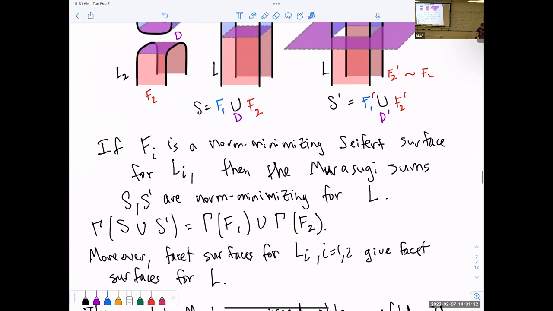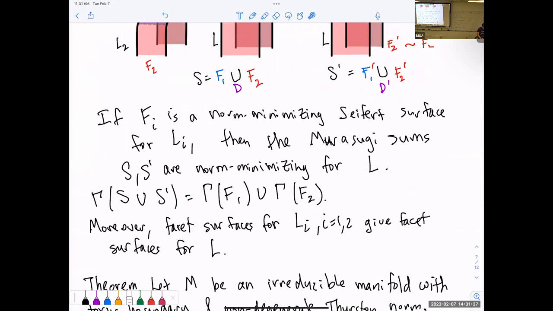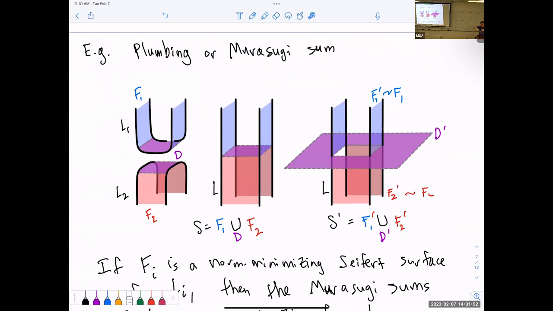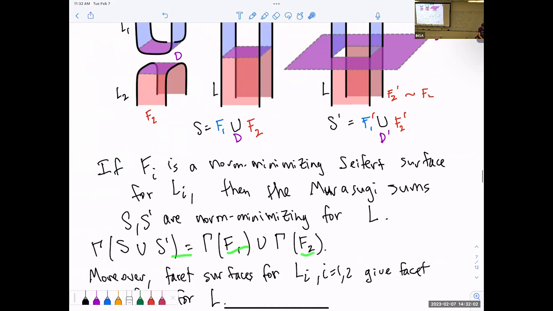So it turns out then that the guts of S union S prime, I guess I've neglected to draw the sutures here, but there's some natural sutures coming from when you have a link complement in a Seifert surface. The sutures are coming from the tubular neighborhood of the knots, which is a torus, cut along the boundary of the Seifert surface. So there's some sutures here that I've dropped. But anyways, it turns out that the guts of this plumb surface will be the union of the guts of F1 and F2.